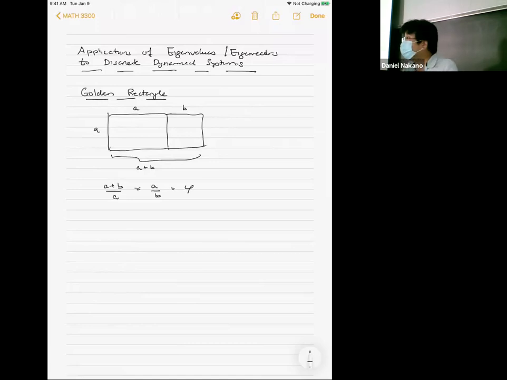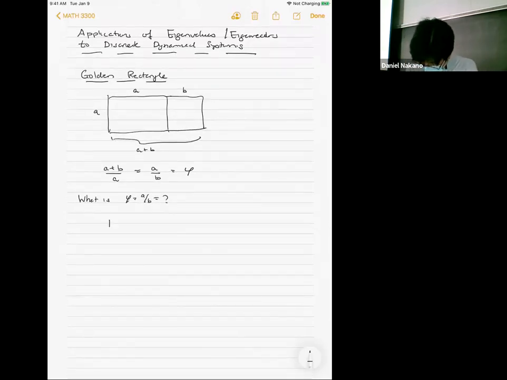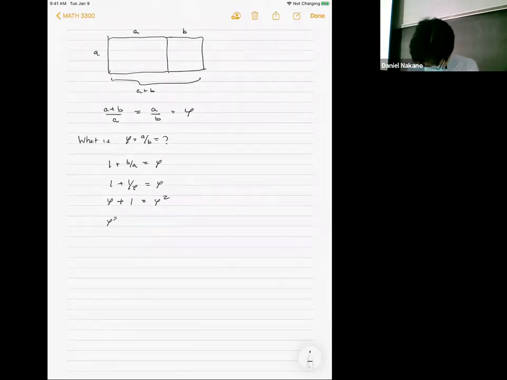Okay, so one question is, what is A over B? I mean, is it a certain number? So let's ask ourselves that question. What is phi? All right. Now, what we can do is write phi out using this equation. So we know that 1 plus b over a is equal to phi. And of course, b over a is just 1 over phi. Now you can just multiply phi on both sides, right? So phi plus 1 is equal to phi squared. So we get that phi squared minus phi minus 1 is equal to 0.